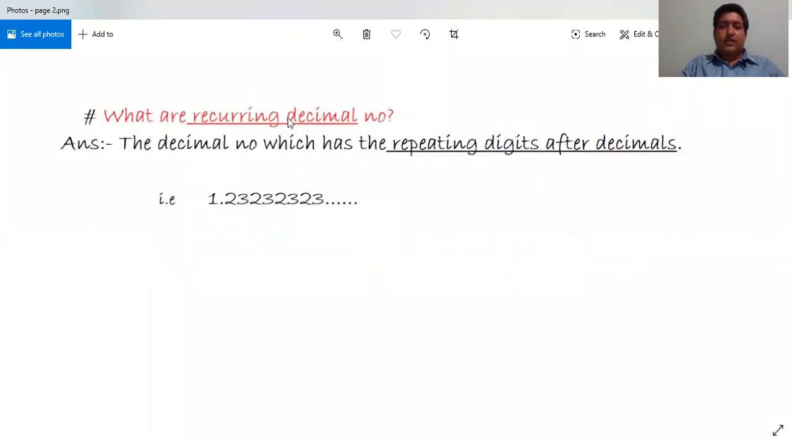So what is a recurring decimal number? The decimal number which has a repeating digit after the decimal is a recurring decimal number. For example, 1.23232323 is a recurring decimal number because the decimal part, 0.232323, has the repeating digits after the decimal, right? I think now you can understand what a recurring decimal number is.